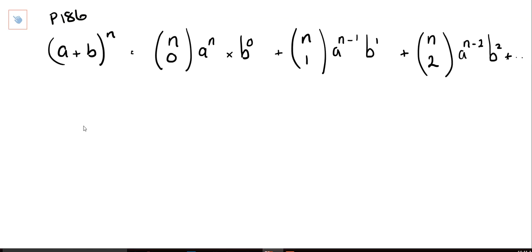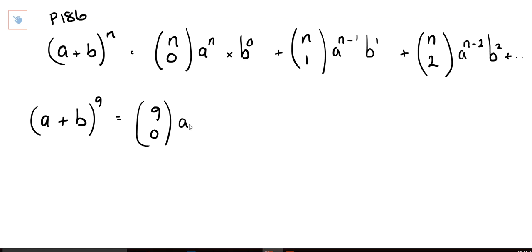Does that make sense? You see what we're doing here? So if I wanted to apply (a + b) to the power of 9, for instance, what I would have written up here would end up being 9 over 0, a to the power of 9, b to the power of 0, which is always 1, so we don't bother, plus 9 over 1, and it would be a to the power of 9 minus 1, which you know is 8.